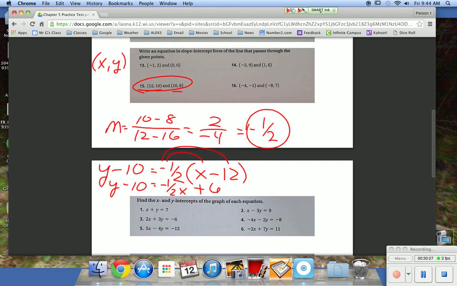Okay. Now we have to bring our 10 over. So we're going to add 10 to both sides. And we end up with, this goes away, we end up with y equals negative 1/2 x plus 16. There's our final answer. See how we're doing that? It's the same pattern, same steps every time. Okay, find that slope, plug all those into the point slope form, and then reduce it down. Okay? JD?